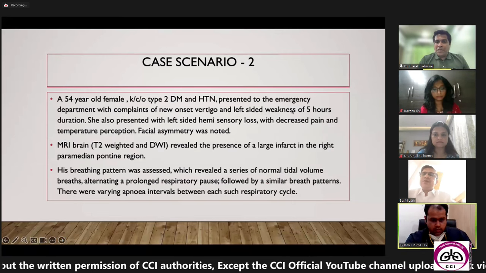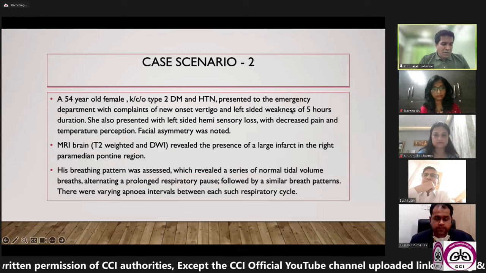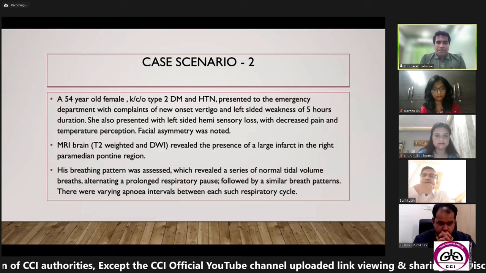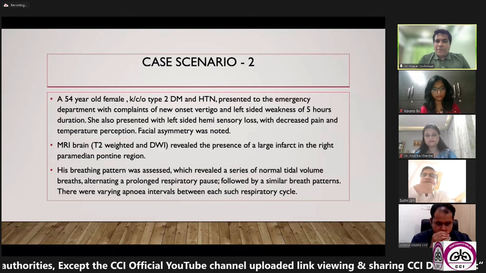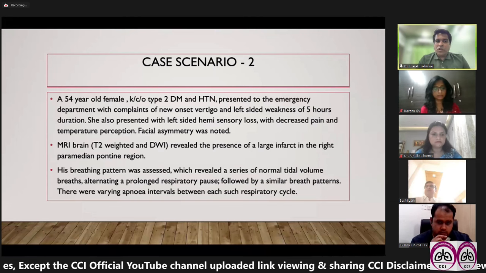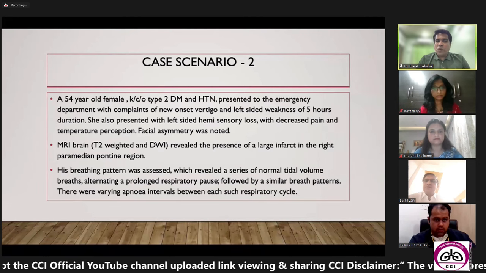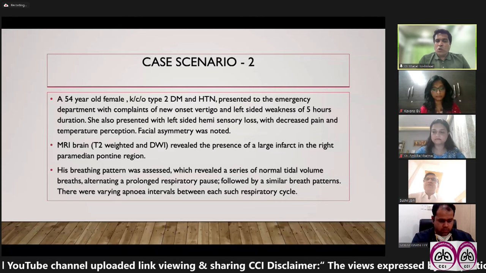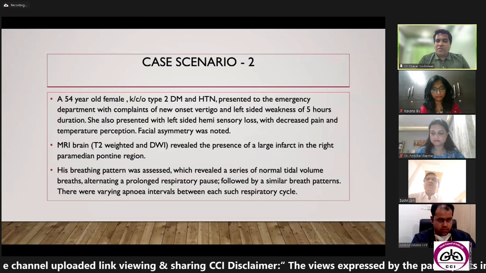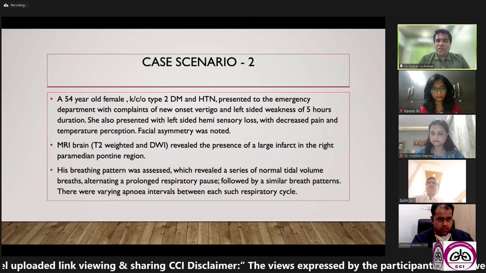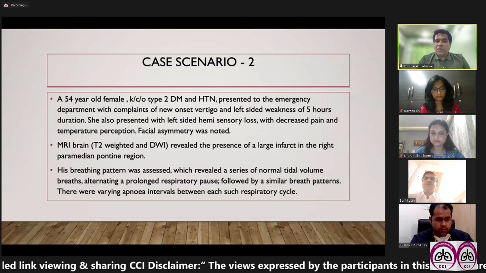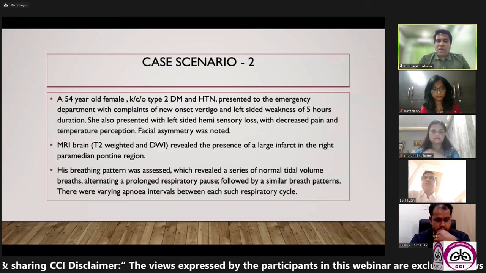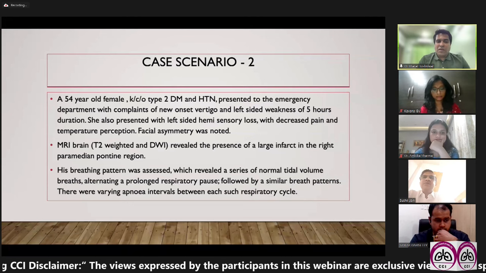So my second case, this is for Srikar sir, a 54-year-old female, known case of type 2 diabetes and hypertension, presented to the emergency department with complaints of new onset vertigo and left-sided weakness of 5 hours duration. She also presented with left-sided hemisensory loss with decreased pain and temperature perception. Facial asymmetry was noted. The MRI brain revealed the presence of a large infarct in the right paramedian pontine region.